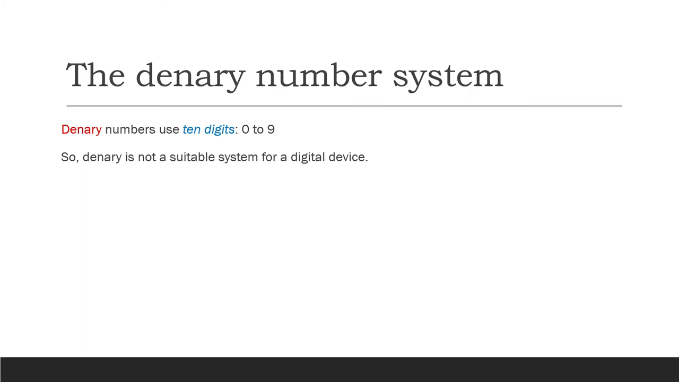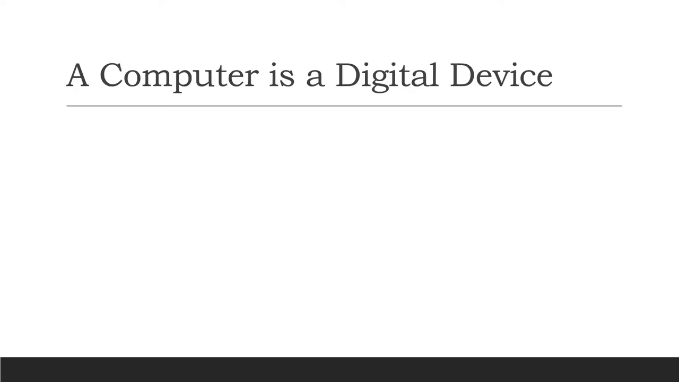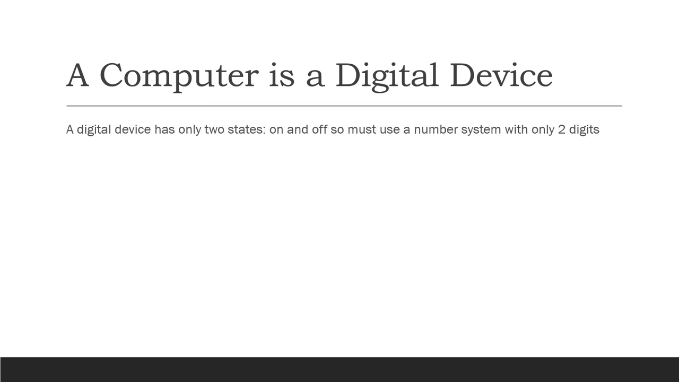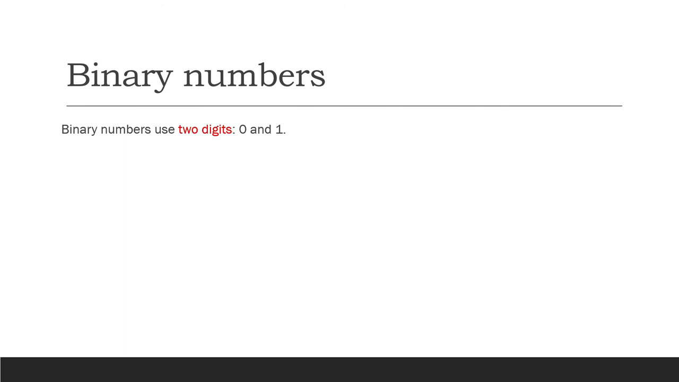But the problem with that system is we can't represent that on a computer, because computers can only represent two things. So we can't represent 10. So a computer uses the binary number system, because digital devices only have two states, on and off. We need a number system with 2 digits, and that system is the binary system, which uses 2 digits. They are 0 and 1.